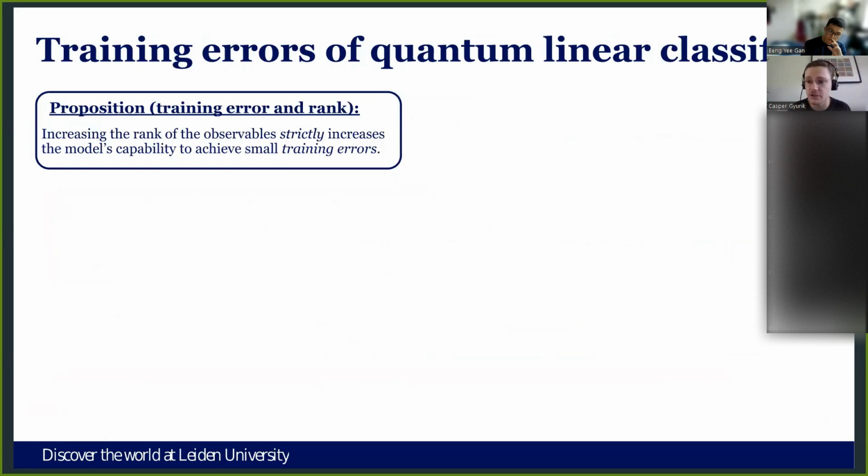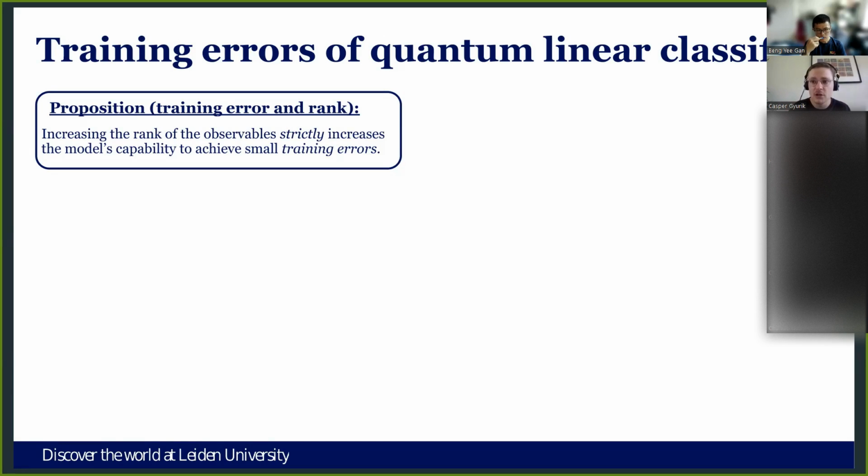And to answer this question, we also have two propositions. Like we'll see later, this quantity R can be limited if you design your model in the right way by limiting the rank of the observables. So the question here is, what does rank have to do with training error? And what we were able to show is that increasing the rank of the observables strictly increases the model's capability to achieve small training errors.